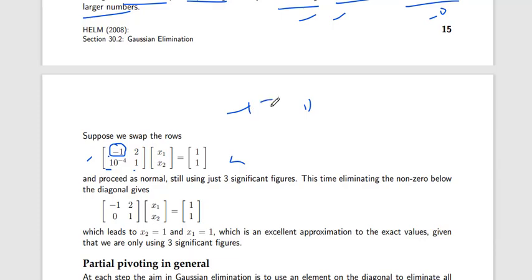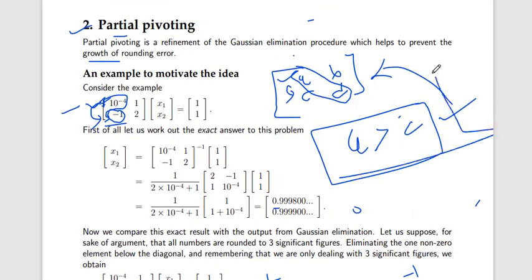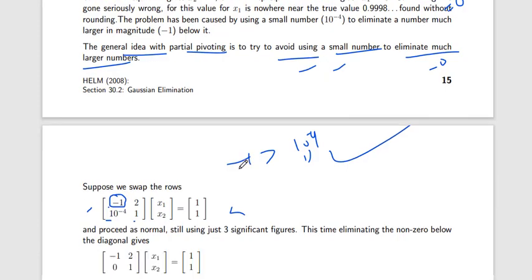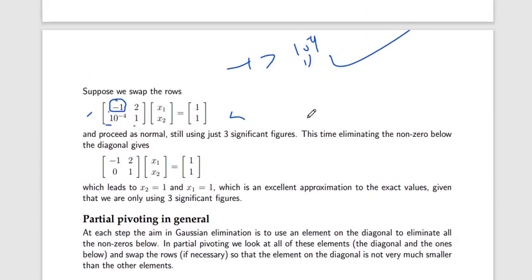Now you can see that here minus 1 is greater than 10 raised to minus 4. So our condition will be fulfilled: A is always greater than C. The diagonal element values are always larger than the elements below. Okay, if you want to use Gaussian elimination, this is the condition of Gaussian elimination.